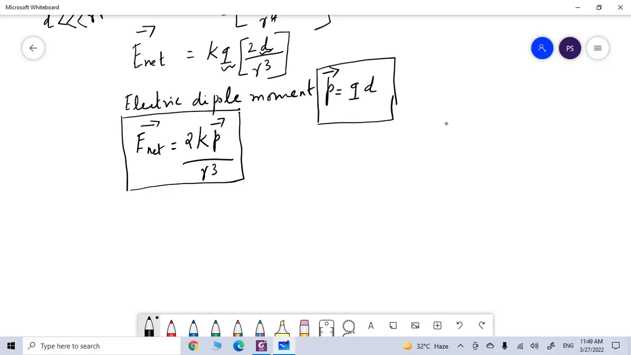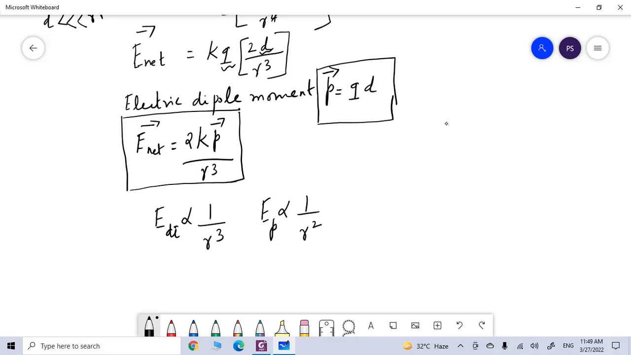Now the difference between a point charge and a dipole is, you can see here that the electric field for a dipole is inversely proportional to 1 over r cube. Whereas the electric field for a point charge is 1 over r square. So that's the difference. So at long distances, the electric field due to a dipole becomes weaker compared to a point charge, and that's what we need to understand.